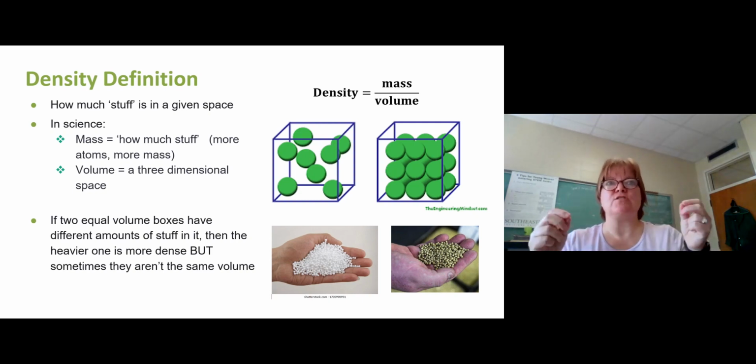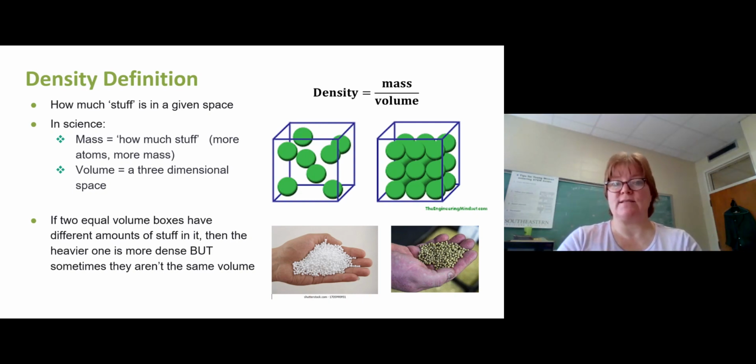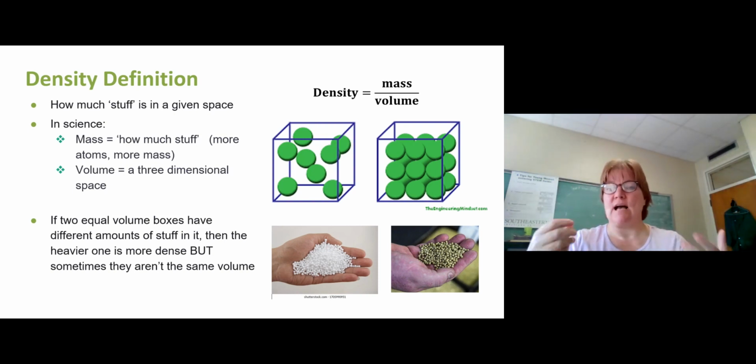And when we say how much stuff, we would measure that in science by measuring the mass of that substance. And how much space it is would be its volume. So we have ways we can measure mass. That's pretty easy. We put it on a scale. And we have ways we can measure volume, and we'll talk about a couple of ways of that. And from that, I can calculate the density. We also have some direct density measurements we'll discuss.